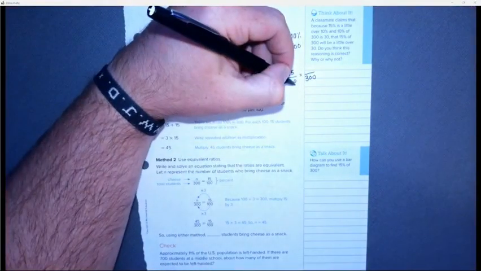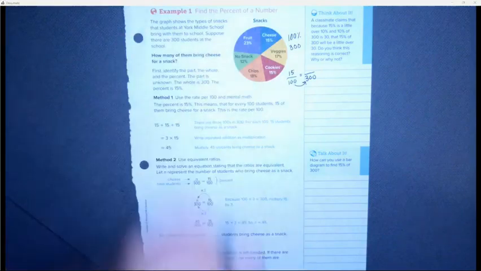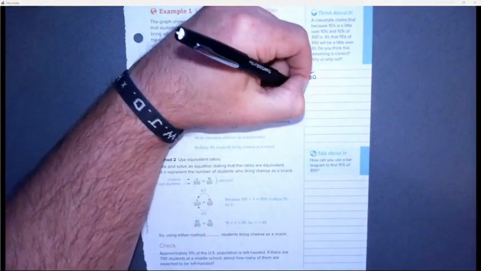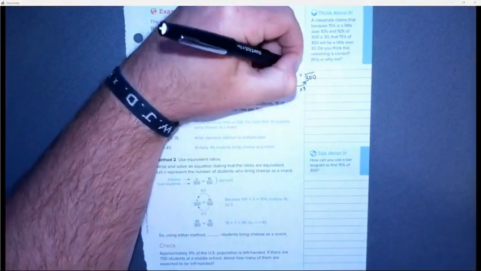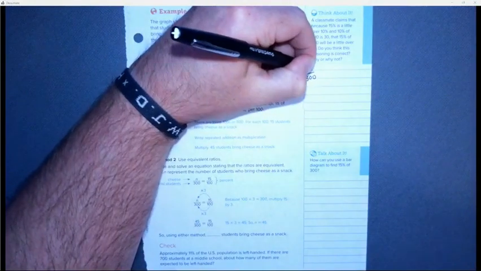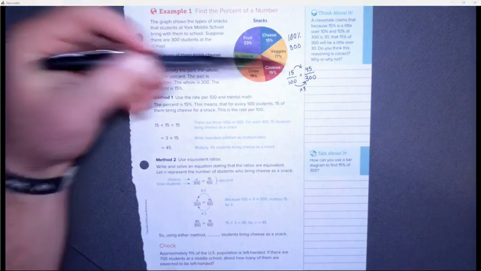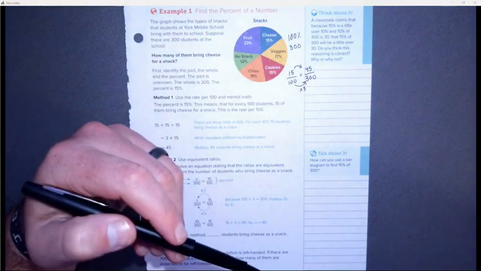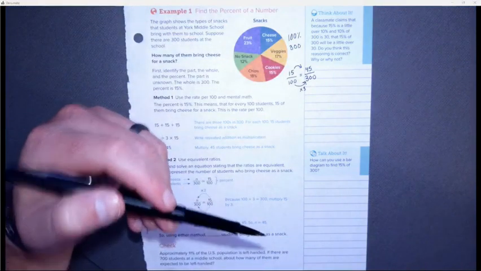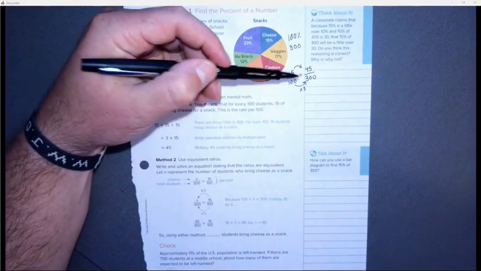So I'm going to look at 100 times what will get me to 300? 100 times 3. So I'm going to do 15 times 3, and I get 45. So I have 45 out of the 300 students brought cheese for a snack. It's important to remember here that this is not 45%. This is 45 students.